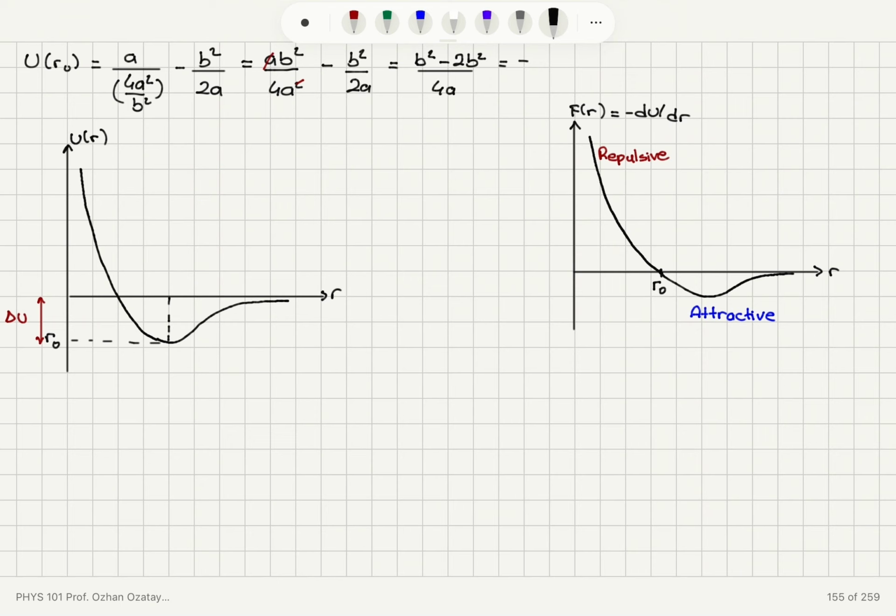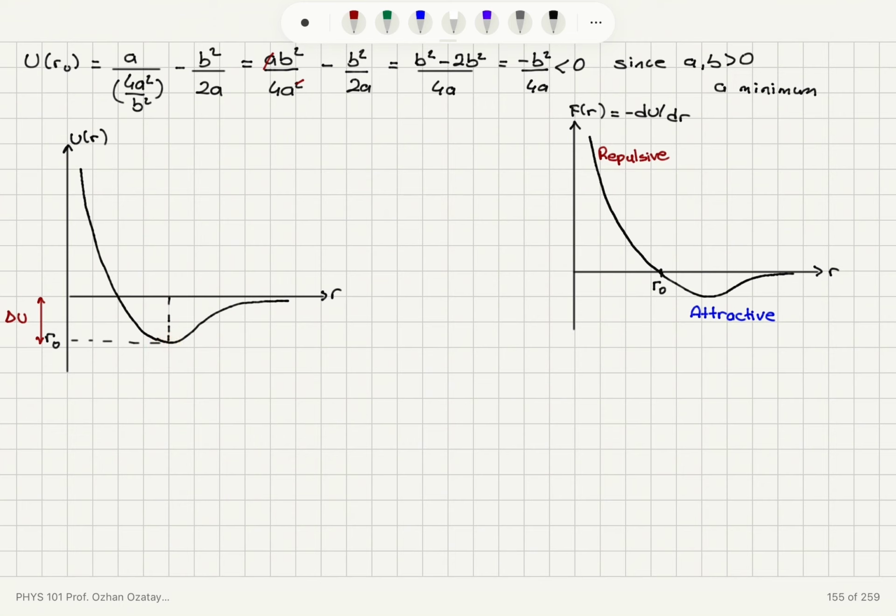So we will find that this is minus b squared over 4a, which is negative because we have a and b positive. It's a minimum. A minimum in the potential energy function is found by setting the force equal to 0. So based on these observations, if I plot the potential energy function as r goes to 0, it goes to infinity. At r equals r0, we have a negative value of the potential energy function. As r goes to infinity, it goes to 0.